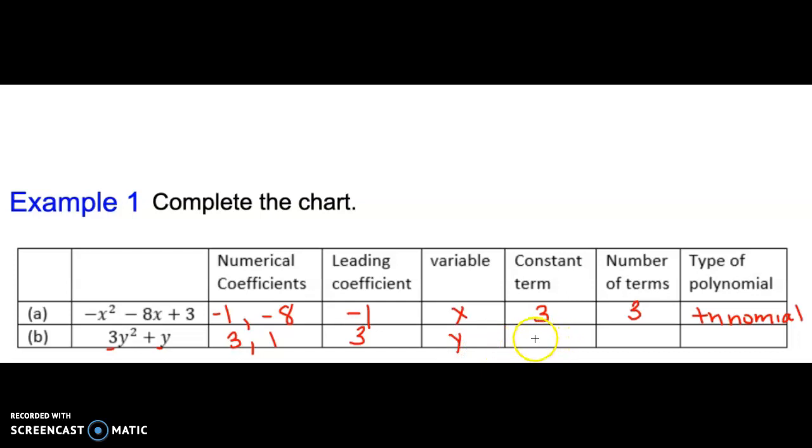The constant term, we don't have one, so we're going to write 0. The number of terms, we have 3y squared, that's 1, and we have y, that's 2, so the number of terms in this polynomial is 2, and that gives us a binomial.